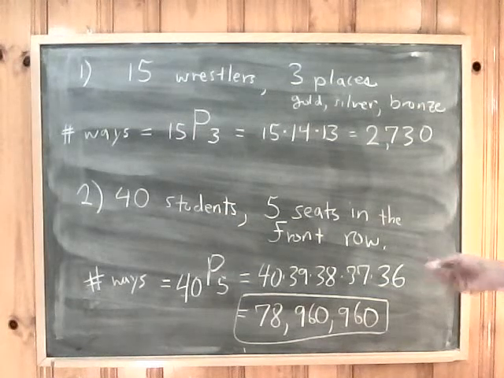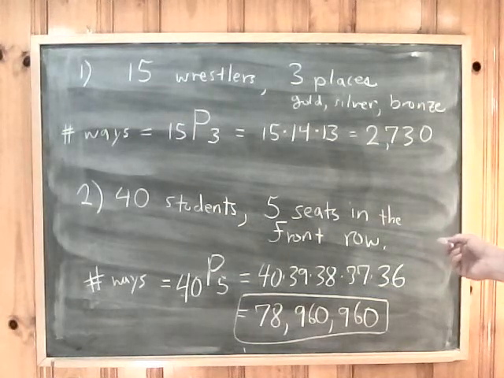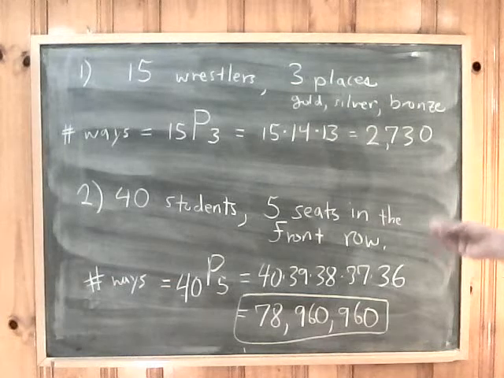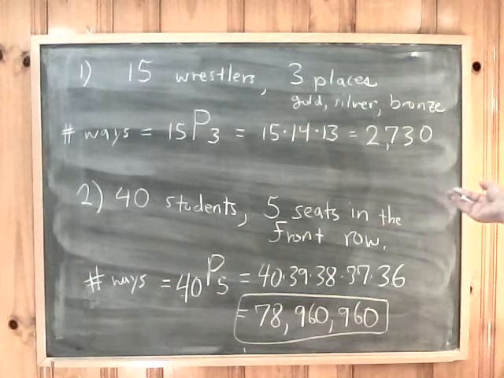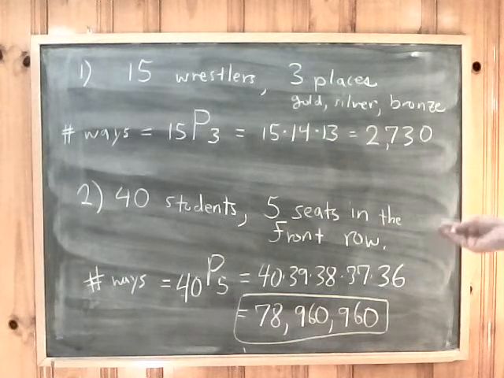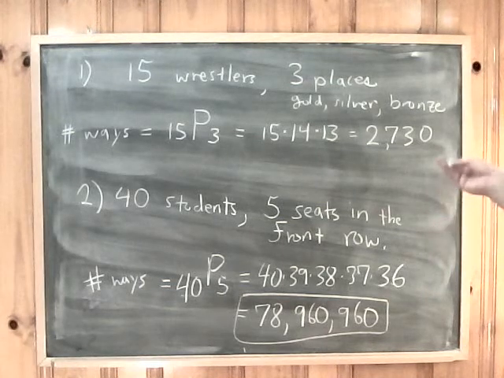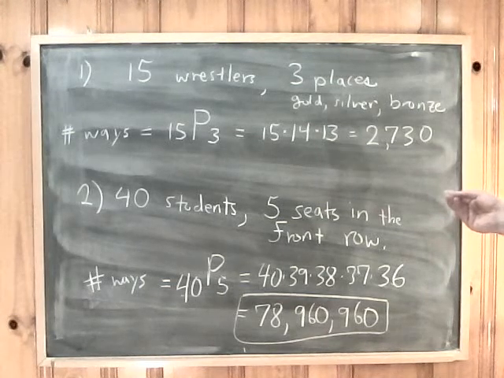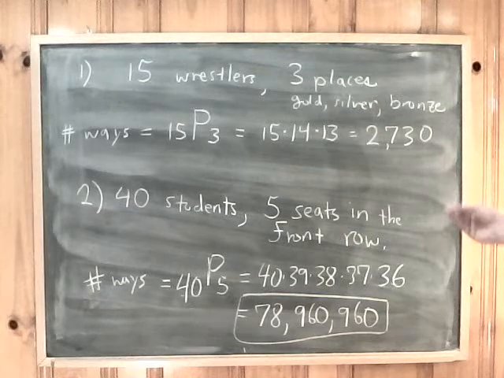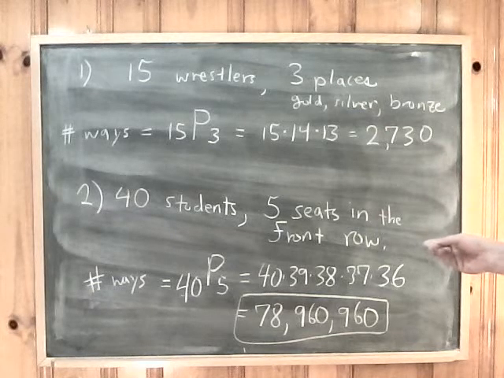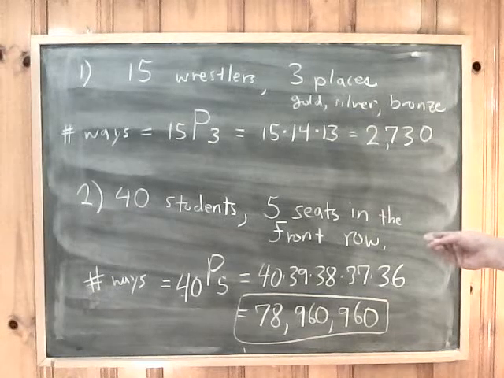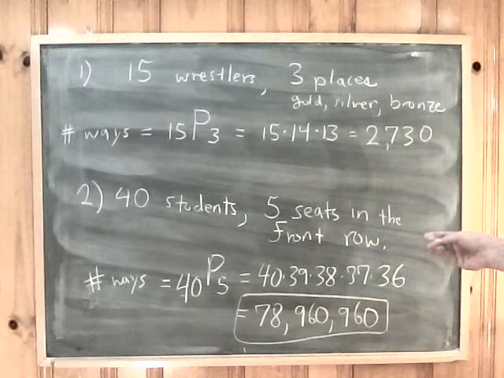So that's similar to the gold, silver, and bronze. They're very equivalent, although not exactly the same situation. In one, we're labeling the 3 wrestlers with a gold, silver, and a bronze medal. In the other, we're filling in the 5 seats. But we could think of them as equivalent fairly easily.